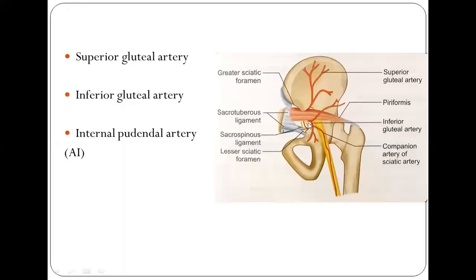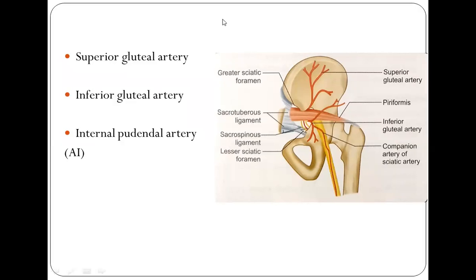And you need to know these are branches of which artery. Now, this is a higher level question. There is an artery here which accompanies the sciatic nerve. It's the companion of the sciatic nerve. There's a long branch here we see accompanying the sciatic nerve. So what is the name of that artery? It is a branch of which artery? You can see it in the diagram.